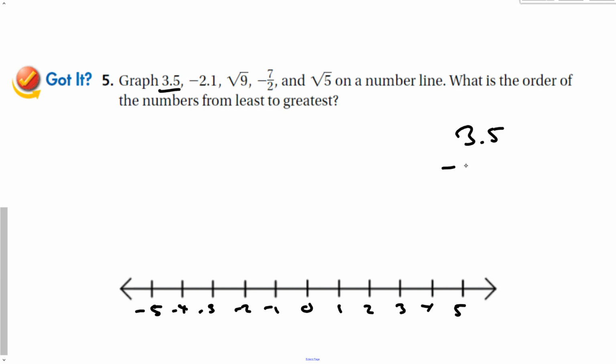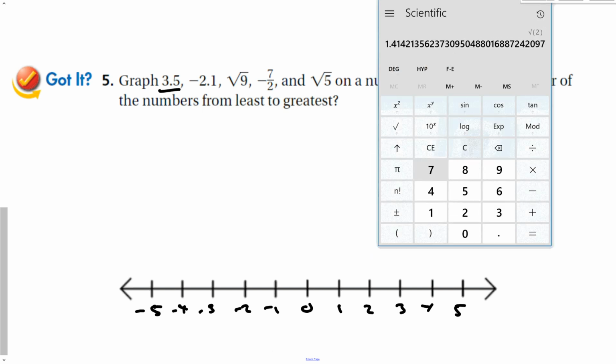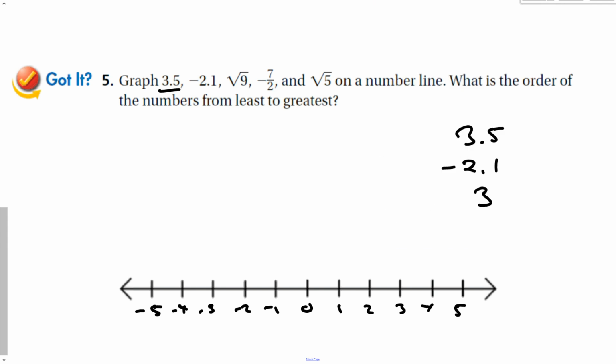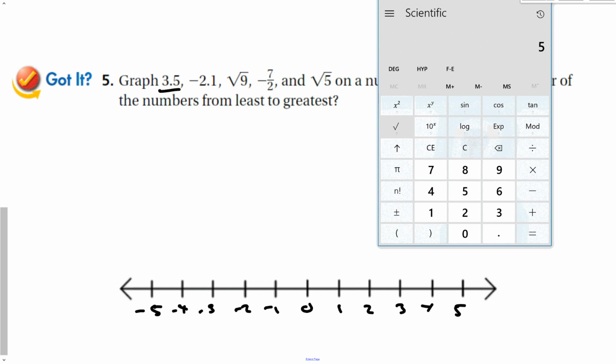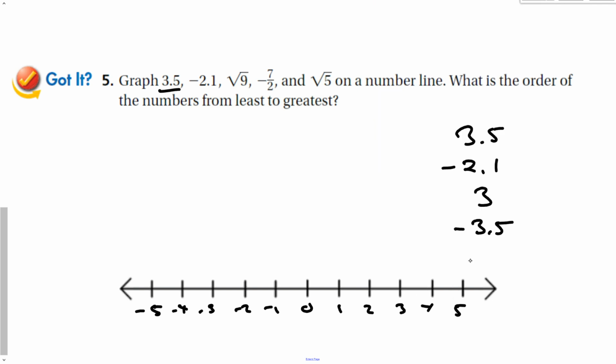Okay, next we have negative 2.1. The square root of 9 is 3. 7 over 2 is going to be 3.5, and it's a negative 7 over 2. So that's going to be negative 3.5. And the square root of 5 is going to be 2.24. So these are the numbers I have on my number line.